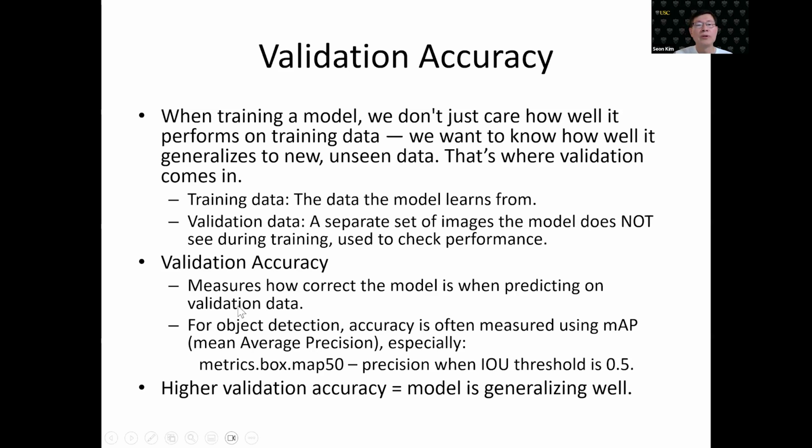For accuracy measurement, we use a popular measurement called mAP, that is mean average precision. You can generate it easily by calling this kind of function. The Python Ultralytics YOLO packages just calculate all this for you.